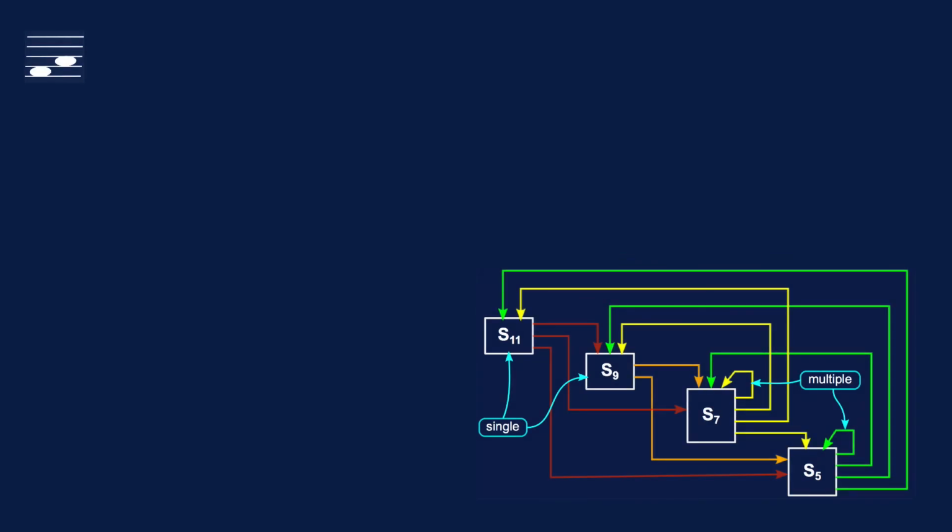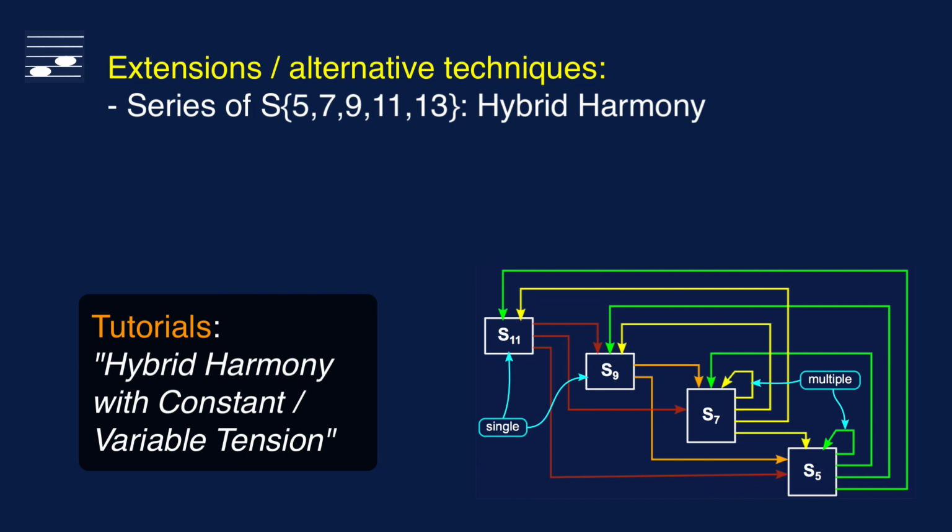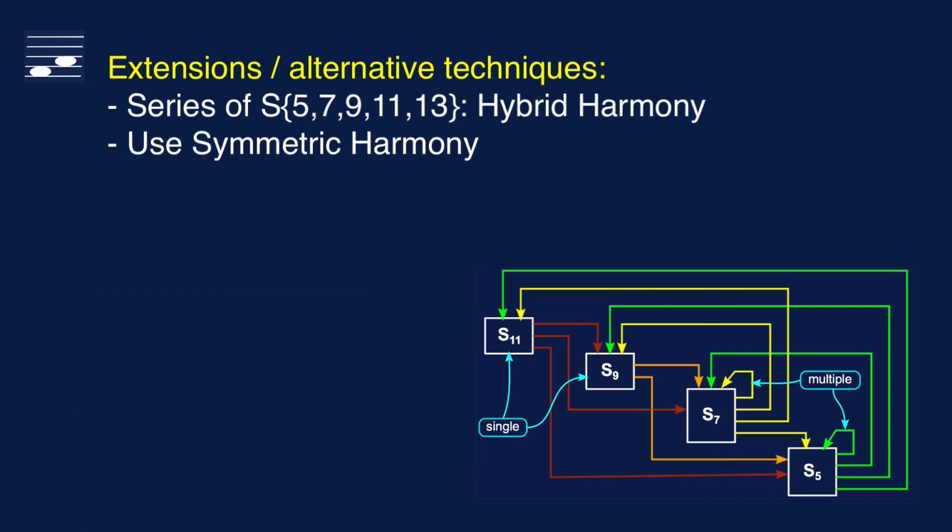As we've seen, the use of higher tension dissonant chords in diatonic harmony yields certain limitations, implied by chord structure, voice leading and root movement requirements. Here I will list various extensions and alternatives to the strict diatonic harmony techniques. For writing chord progressions with unlimited series of S9, S11 and even S13 chords, the hybrid harmony technique offers a solution. The same holds for symmetric harmony, with equal division of the chord roots over the octave.